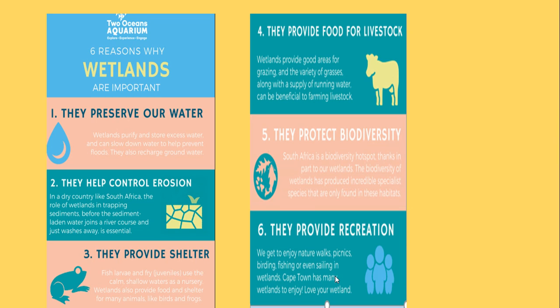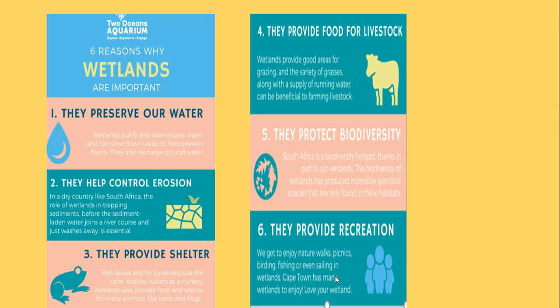In a dry country like South Africa, the role of wetlands in trapping sediments before the sediment laden water joins a river course and just washes away is essential. 3, they provide shelter. Fish larvae and fry juveniles use the calm, shallow waters as a nursery. Wetlands also provide food and shelter for many animals like birds and frogs.